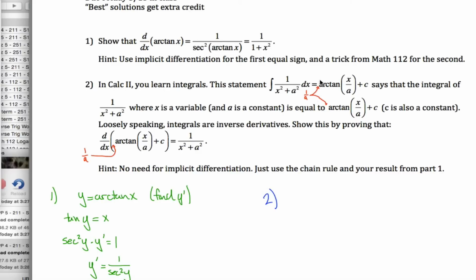Okay, and then for part 2, there was a typo in here. I just went and fixed it. There should have been a 1 over a in front of each of these arctangents right here. I don't have to redo the whole video, although I do have to admit I screwed up, I guess.